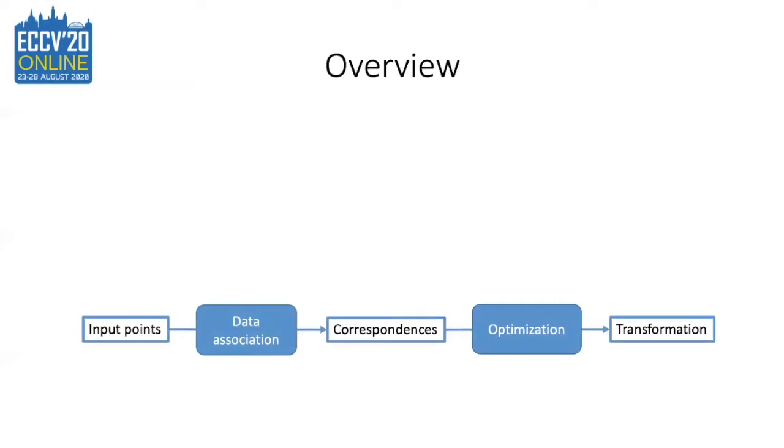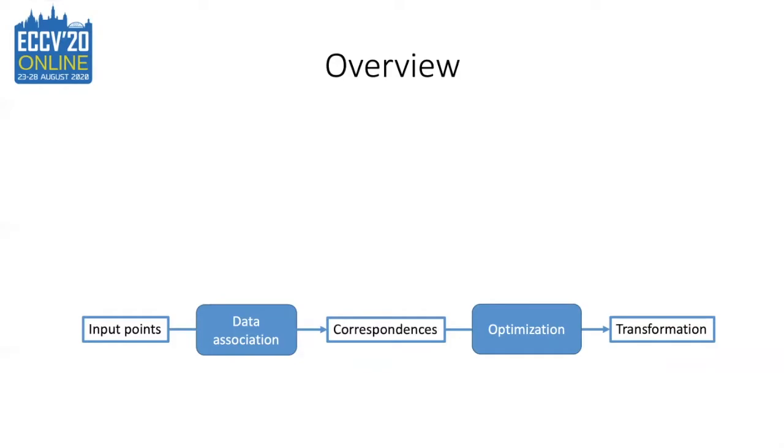On a high level, DeepGMR consists of two stages: a data association stage that estimates correspondences from input point clouds, and an optimization stage which computes a rigid transformation from estimated correspondences. This is a common design for many registration algorithms. However, estimating correct correspondences can be very challenging.